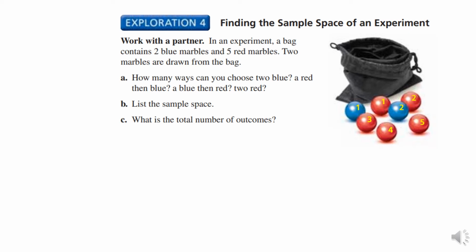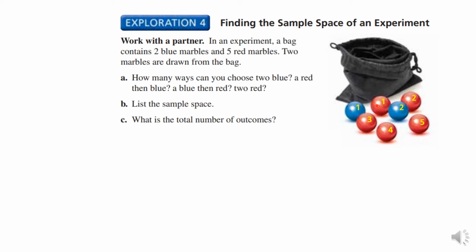A red then a blue. So there's quite a few ways because you have all these different reds. And so that are 10. This red with this blue and this blue, that'd be 2. So with each red, there's 2 possibilities. So that would be 5.